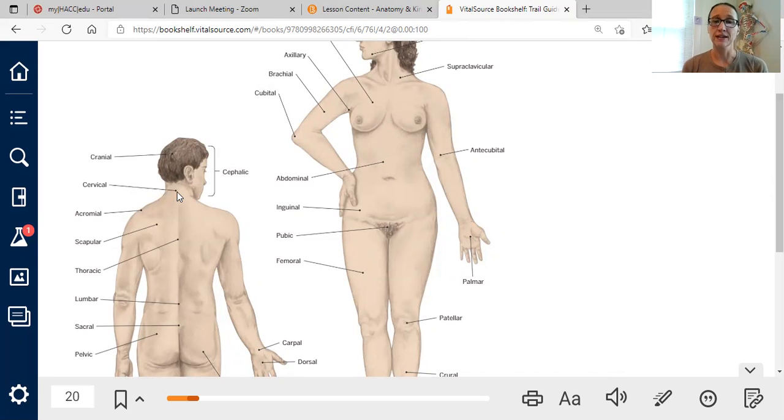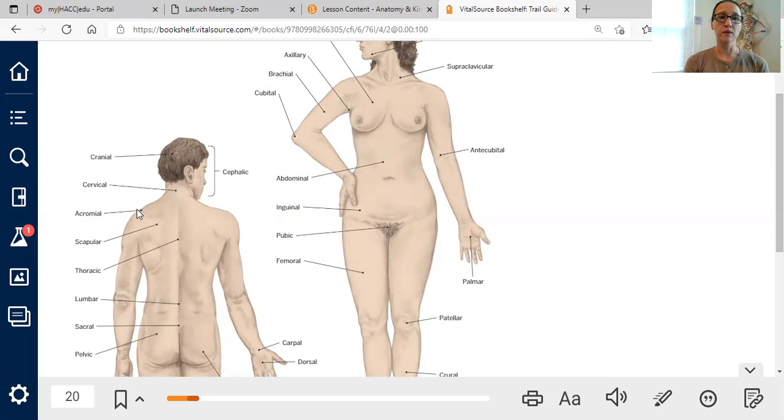Next, we have the cervical area. That is your neck, from here to here. The cervical region contains the cervical spine, and there are 7 vertebrae in the cervical spine. So we're really talking about the region from cervical vertebrae 1 to cervical vertebrae 7 and everything that's around that, okay?